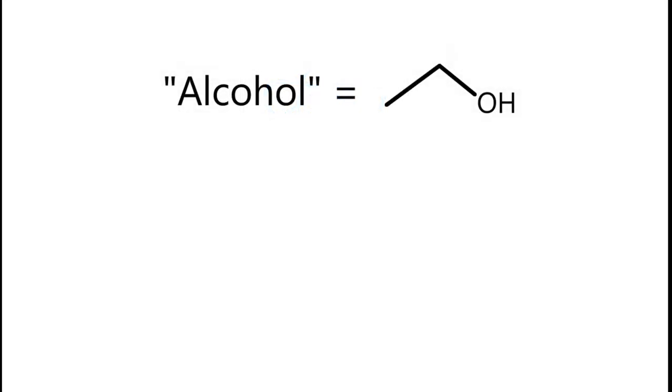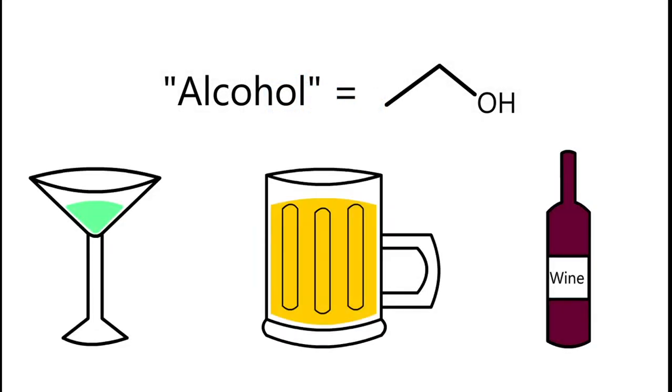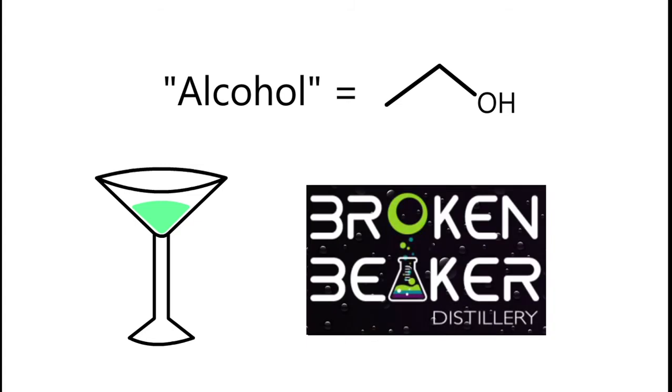Ethanol, or what we typically call alcohol, is produced in drinks by fermentation. However, there are slight differences in the way different alcoholic beverages are made. Thanks to the generosity of the Broken Beaker Distillery in Indianapolis, this video will explore the chemistry behind distilled beverages.